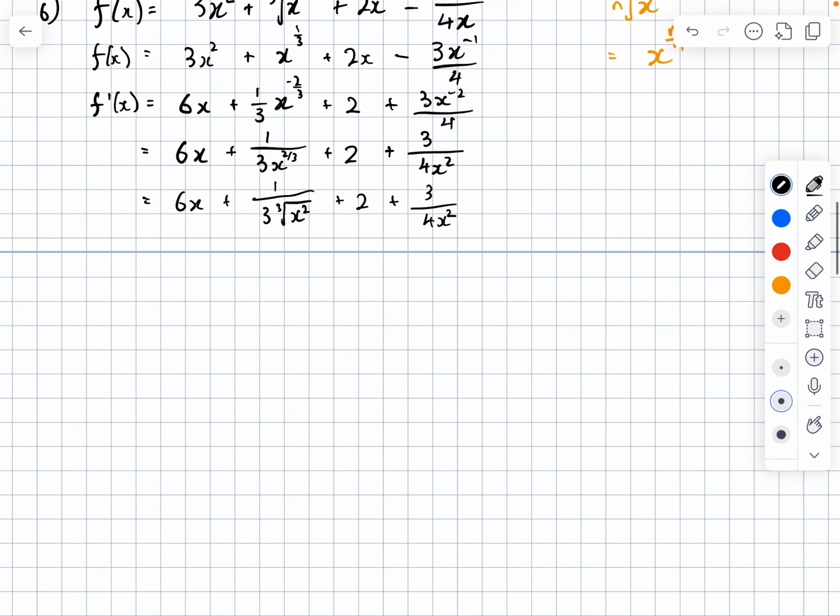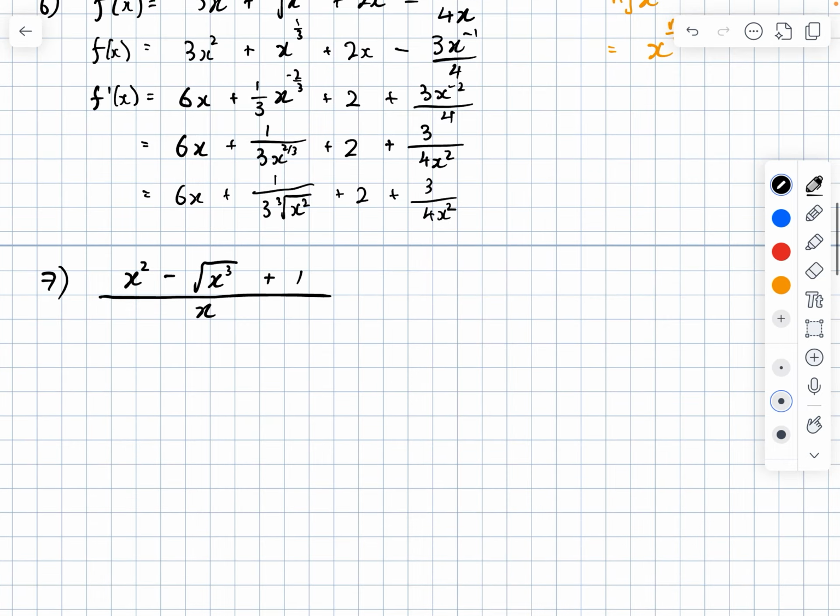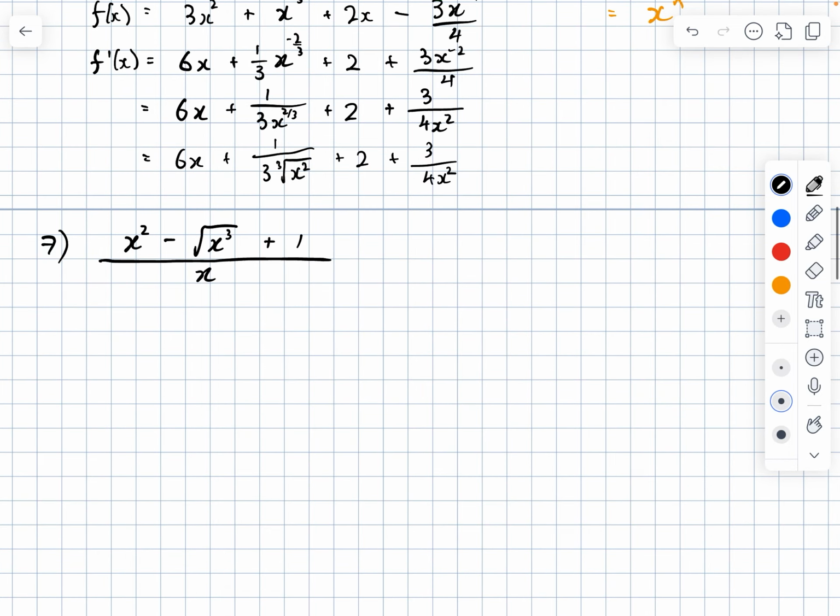Finally, you may get a question that looks harder than it is. For example, you might get something like x squared minus the square root of x to the power of 3 plus 1, all over x. When you get something like this, the best thing to do is to split this up. We could write this function as x squared over x minus the square root of x cubed over x plus 1 over x.